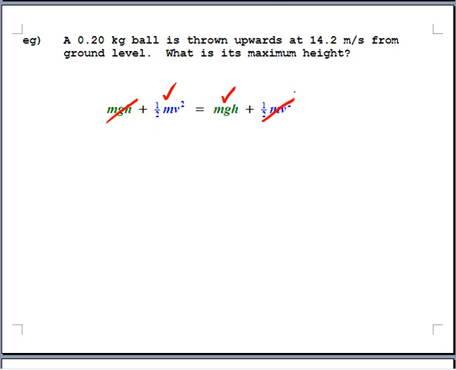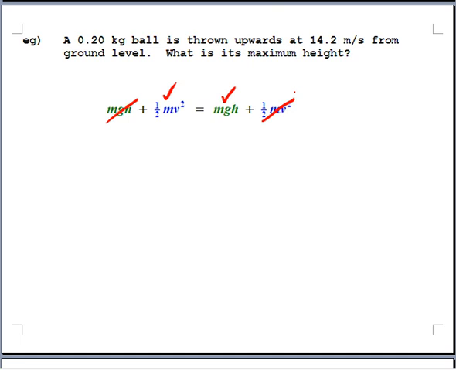And if we take a step back and look at that equation, it says that the kinetic energy the ball had when somebody threw it quite quickly at 14.2 meters per second turned into potential energy because we threw the thing up in the air. That makes sense to me.